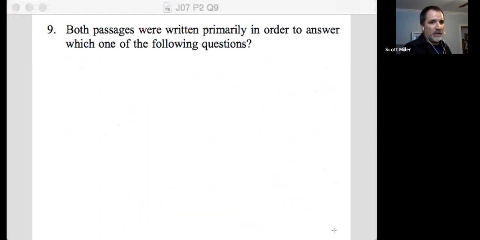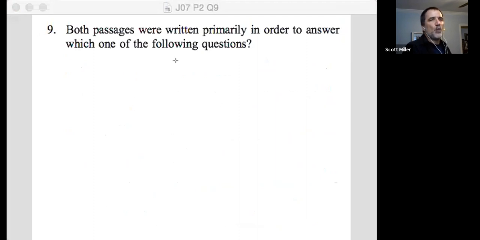So again, the first thing we talked about was pre-phrasing. I read the question: both passages were written primarily in order to answer which one of the following questions. So pausing for a second before I look at answer choices, what is the question asking me? It's asking me a question about both passages, not just passage A, not just passage B, so my answer is going to be based on both of these passages.